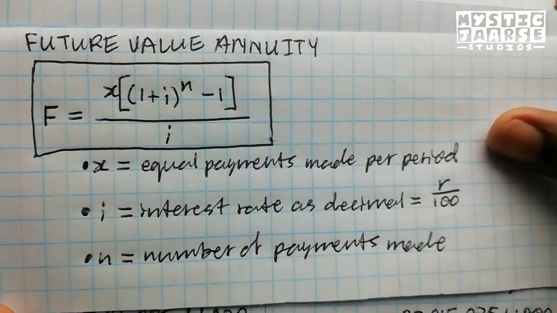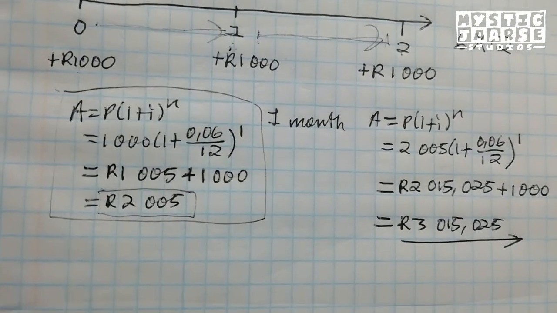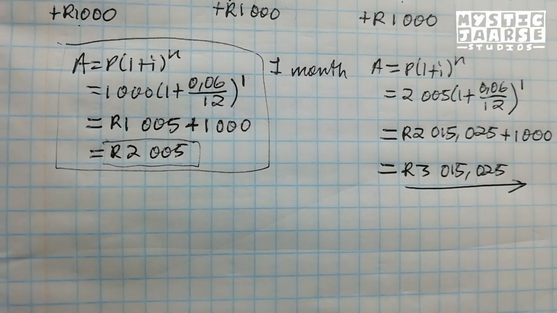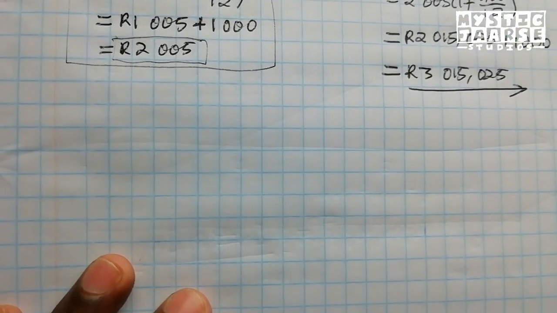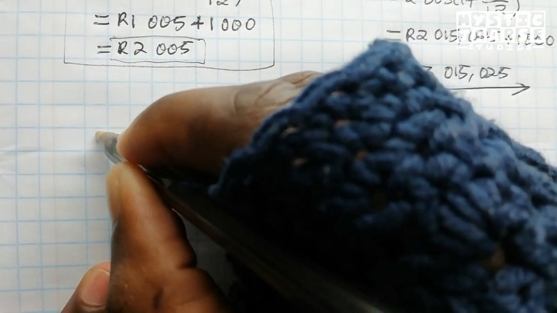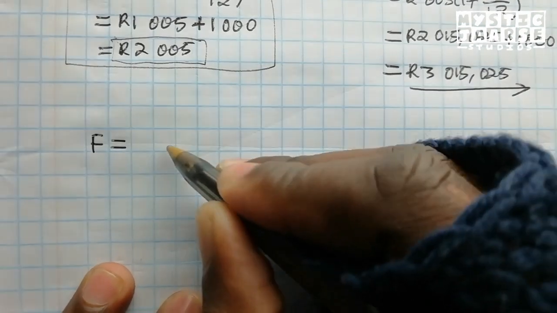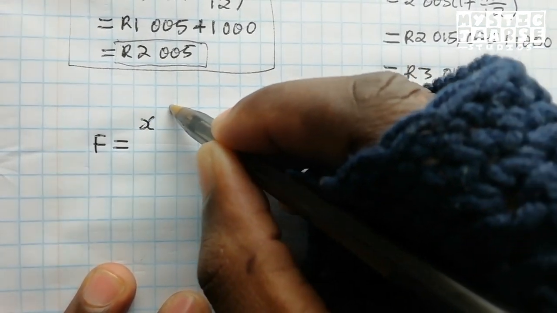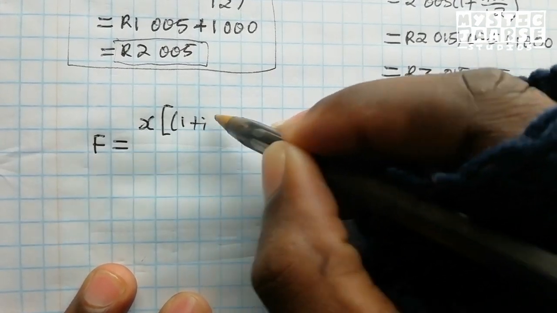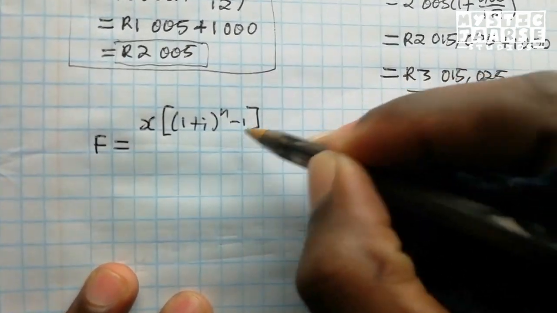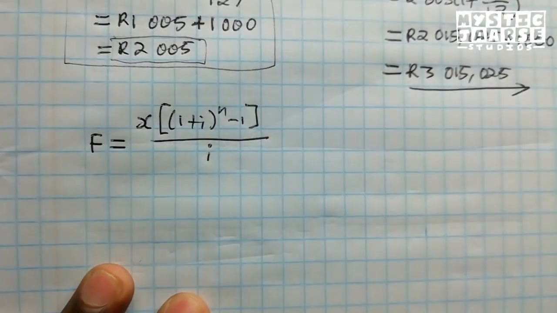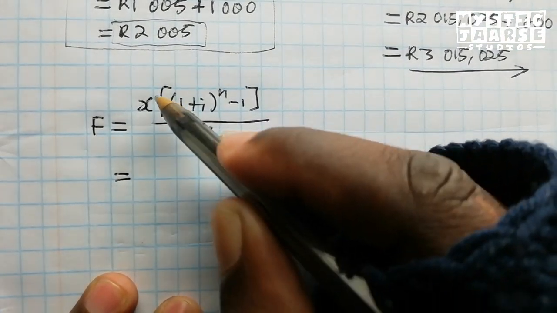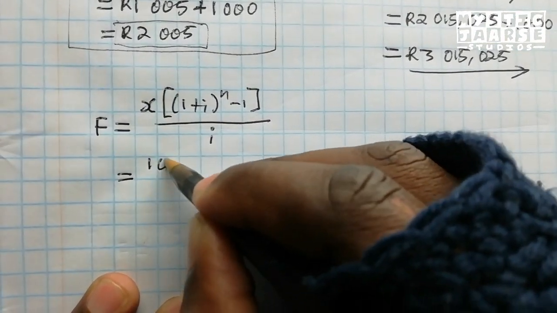So let's use this formula, which will help us skip all of this tedious calculation and only calculate this once. So the formula is: the future value that this person will be having is equal to x, equal payments made per period, into (1 plus i to the power of n, minus 1), all divided by interest rate as a decimal. Now our regular payment is 1000 rands, right?